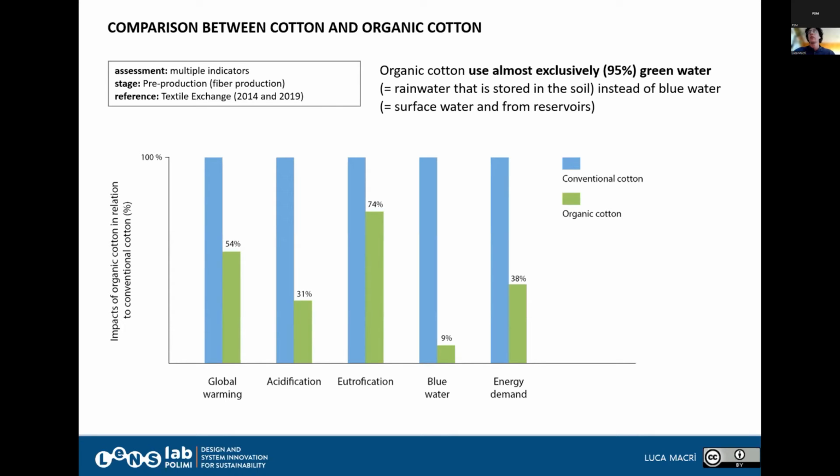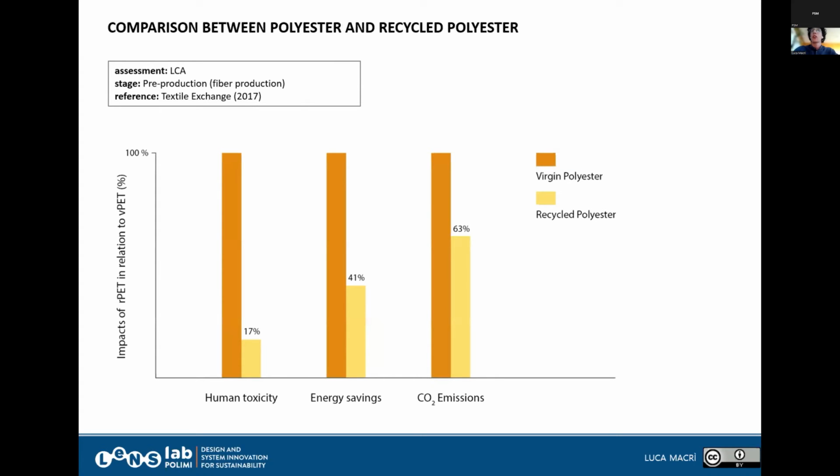So let's always keep in mind that we are thinking about life cycle. So maybe in the use phase everything changes, but thinking about the pre-production, for example, cotton uses almost exclusively green water instead of blue water. And so you see that organic has just 9% of the impact in relation to the conventional cotton.